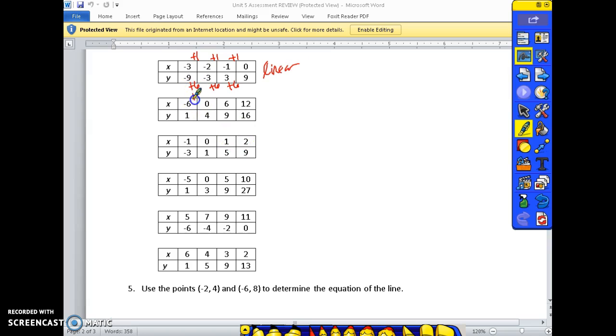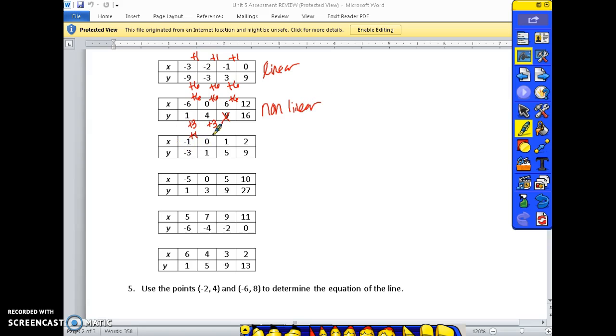And the next one, we add 6 to negative 6 to get 0. Add 6 to get 6. Add 6 to get 12. 1 plus 3 is 4. 4 plus 3 is not 9, so that is nonlinear.